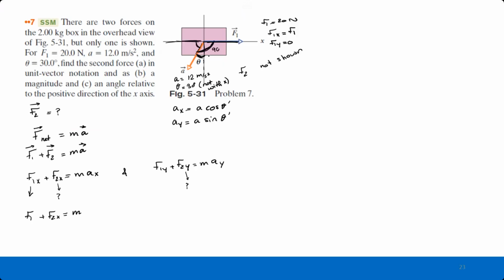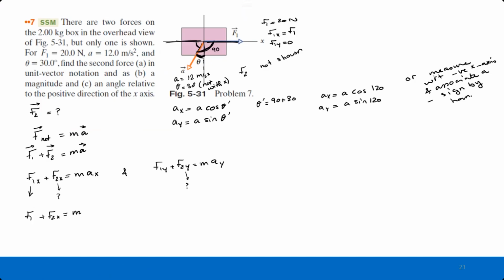This is basically 90 plus the angle theta I have here. So theta prime is basically 90 plus 30. So AX will become a cosine of 120 and AY is a sine of 120. Or measure the angle with respect to negative x-axis and associate a negative sign by hand. So I'll just look at this angle, let's name it theta double prime, and AX will be, look at AX, it is negative. So I'll put it to be minus a cosine of this angle.